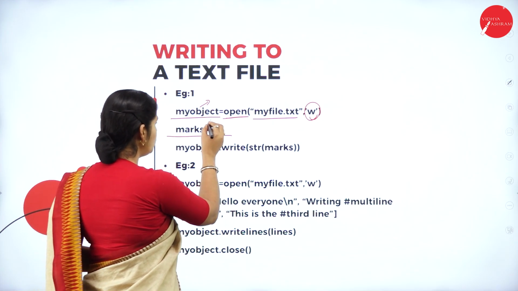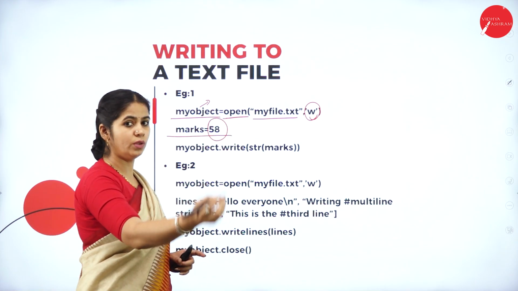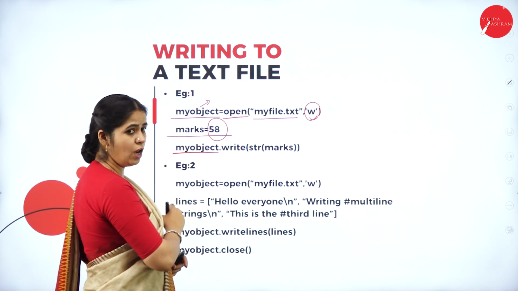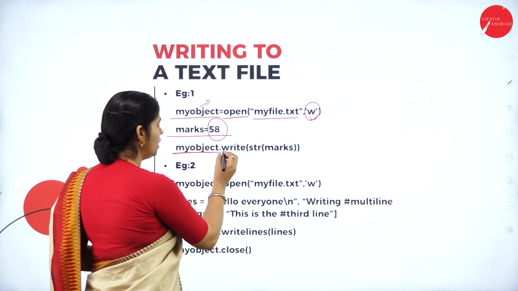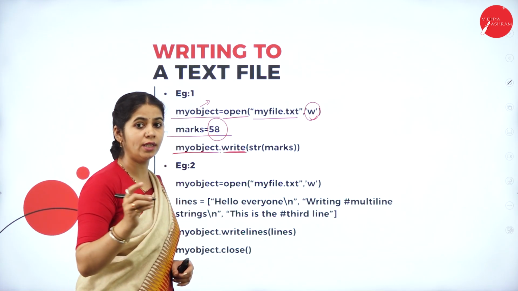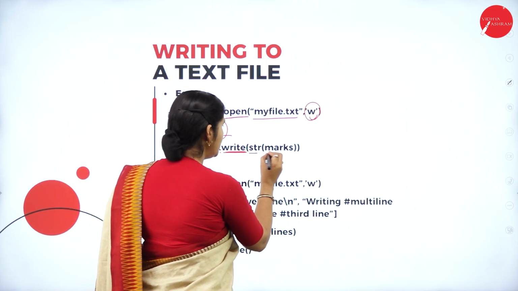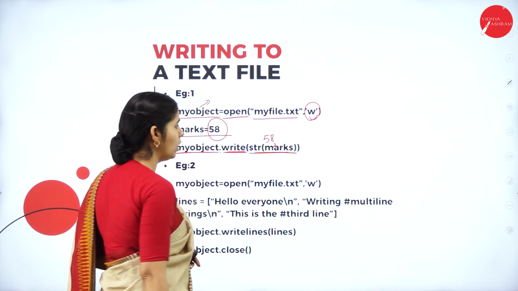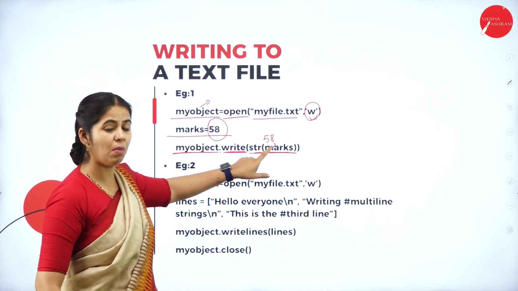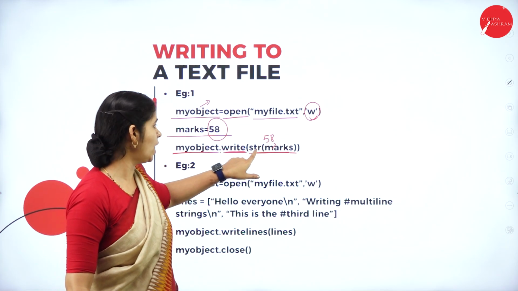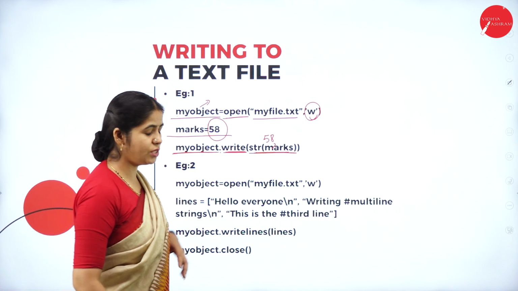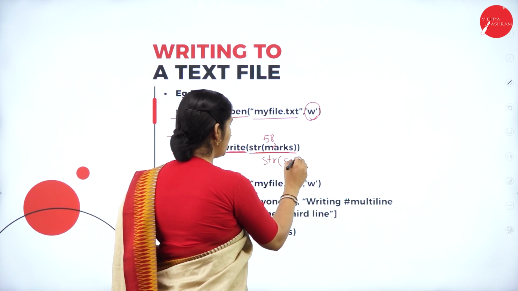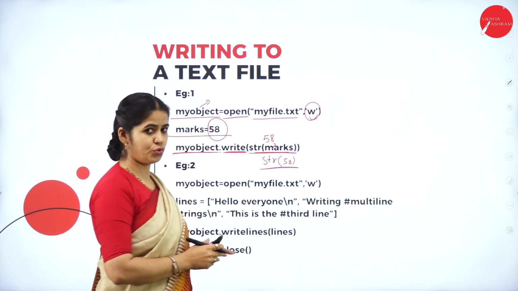What I am supposed to do is add this value into the file. So, what are we doing? We are calling the file object with the dot operator. What method are we calling? We are calling the write method and passing the value 58 as a parameter. Why is it converted to string? Marks is an integer value. So, we are using the inbuilt function str to convert the marks to a string, and that will be written in the form of a string.